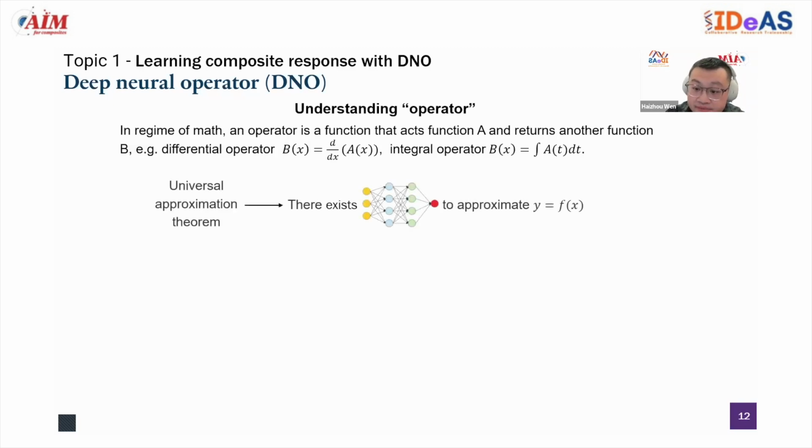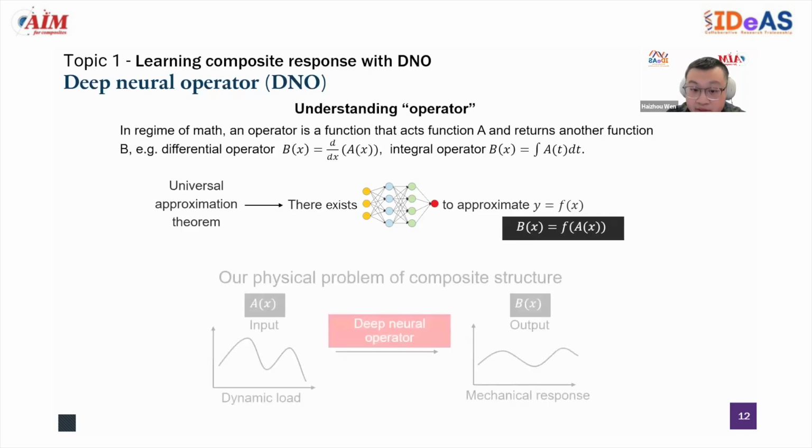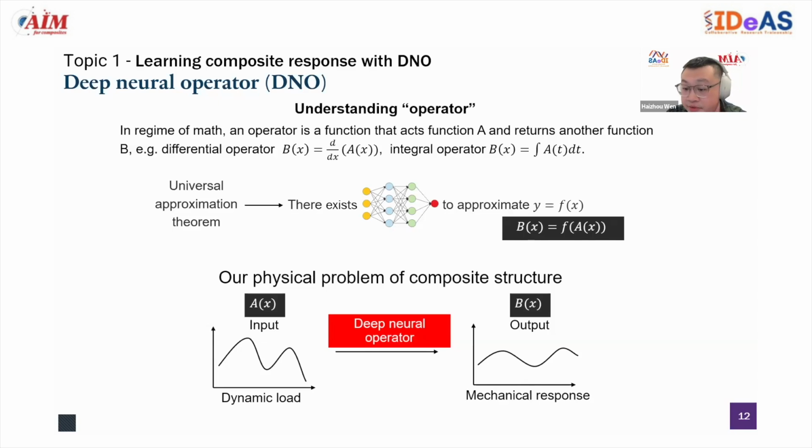Back to our NN, as we learned before, the universal approximation theorem ensures there's always an NN that can approximate the mapping f from x to y. If we extend the concept, with x and y becoming functions a and b, then theoretically we can build an NN-based operator to map function a to function b. Therefore, we can build a deep neural operator, or DNO, to approximate the mapping from the load function to the mechanical response function.